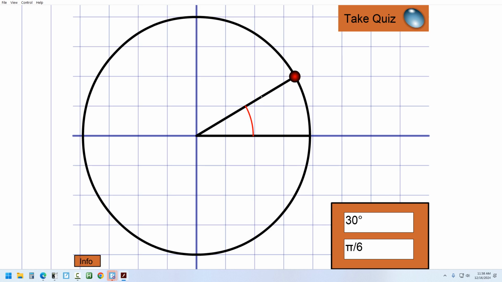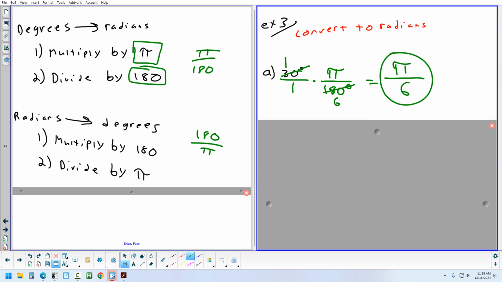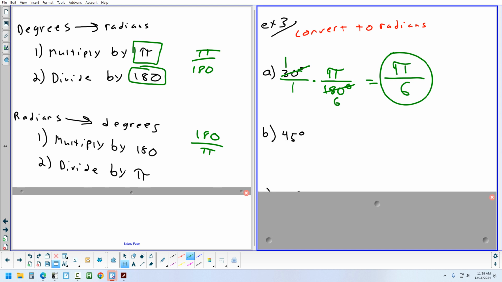You'll notice some of them have fractions with pi, but most of them just have decimals, if you just pick random ones. Anything that's a multiple of 30 or 45, you will generally see written as a multiple of pi. Like that one, 1/6 pi, or pi over 6. Let's try this one.